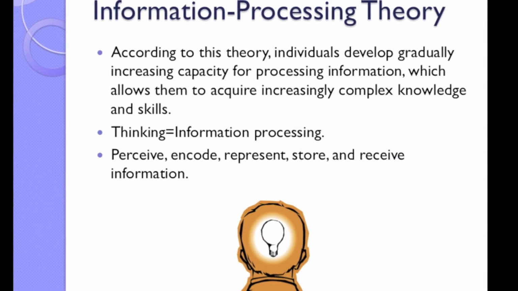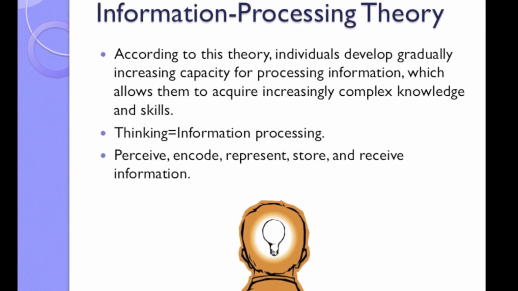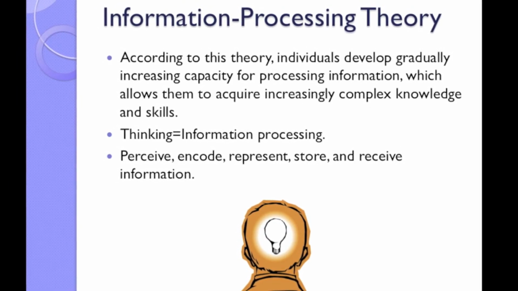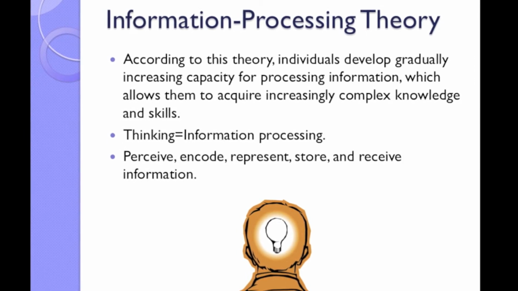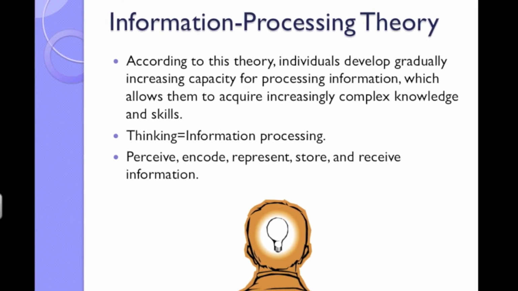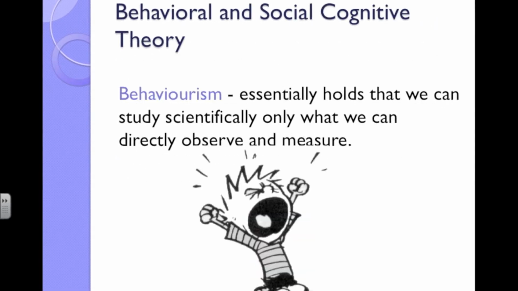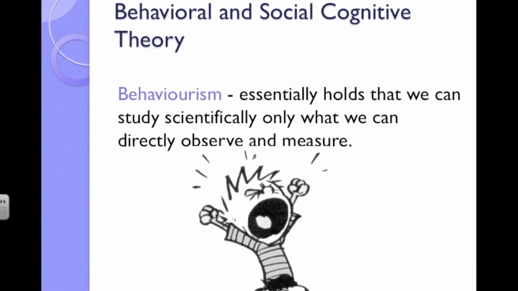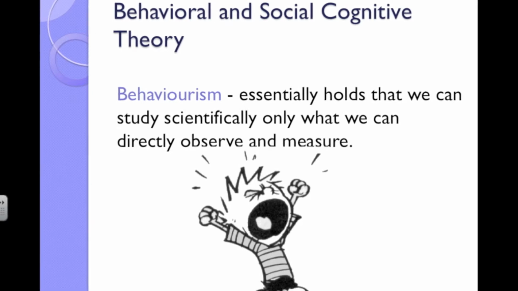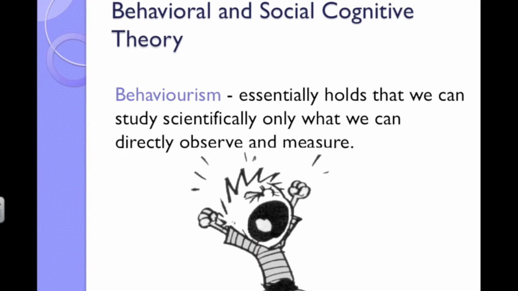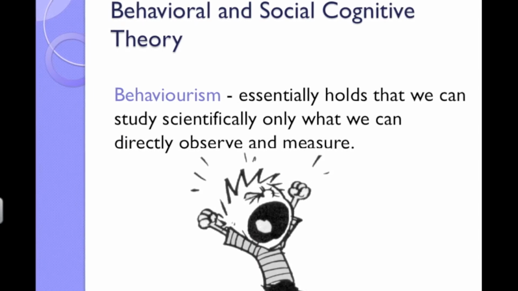The information processing theory emphasizes that individuals develop a gradually increasing capacity for processing information, which allows them to acquire increasingly complex knowledge and skills. Development is thought of as more continuous according to this theory. Before reviewing some behavioral and social cognitive theories, let's review the definition of behaviorism. Behaviorism essentially holds that we can study only what we can measure and observe.